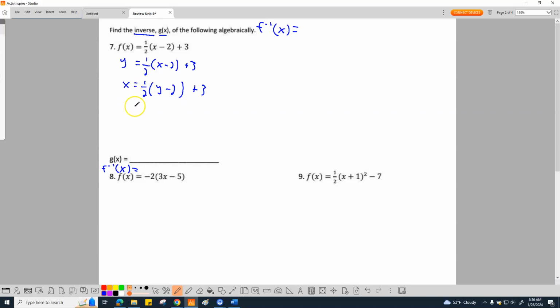There's multiple ways to solve this, but I'm going to distribute this 1/2. So when I have 1/2 times y, I'm going to end up with y over 2 because it's 1/2 y. 1/2 times negative 2 is negative 1. And then I have that plus 3 over here. And then this is equal to my x. You got to keep going. We want the y by itself. So negative 1 plus 3 is in fact a 2. So now I have a plus 2 on this side. y over 2 plus 2 equals x. Good for us. Now I got to move this 2 over.